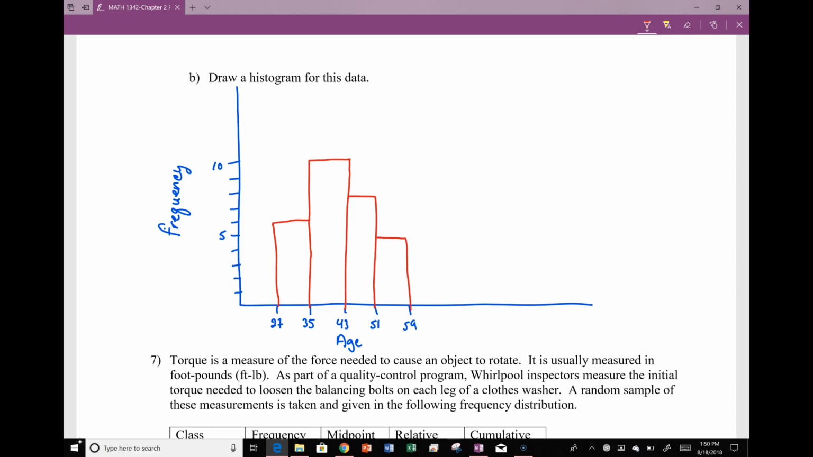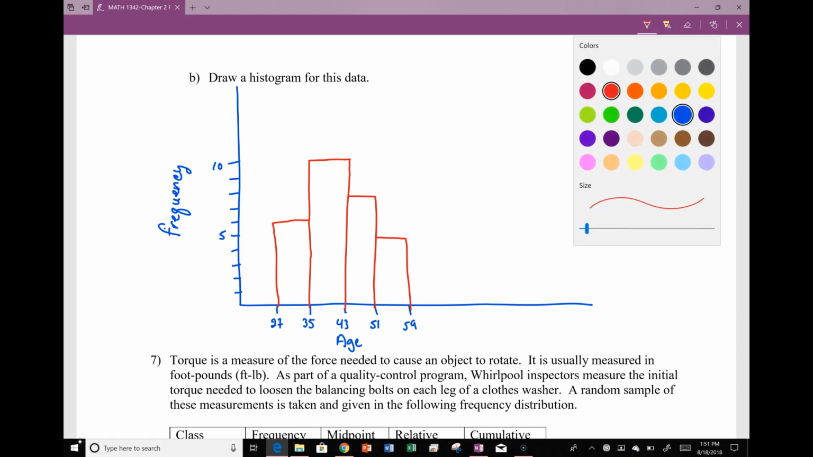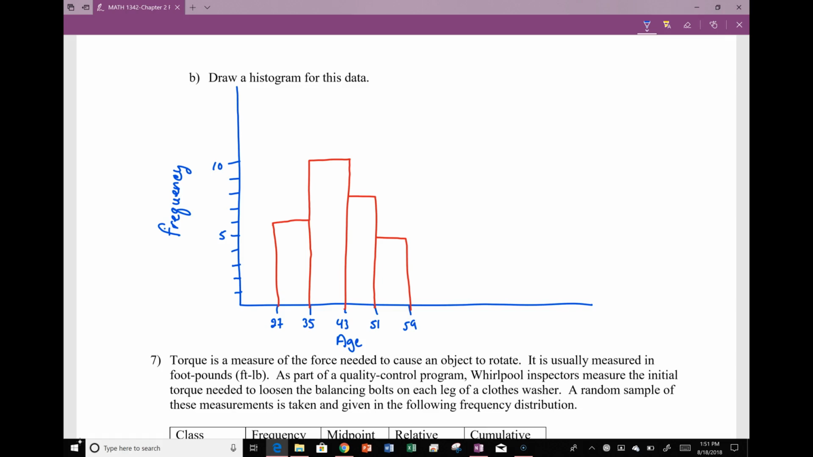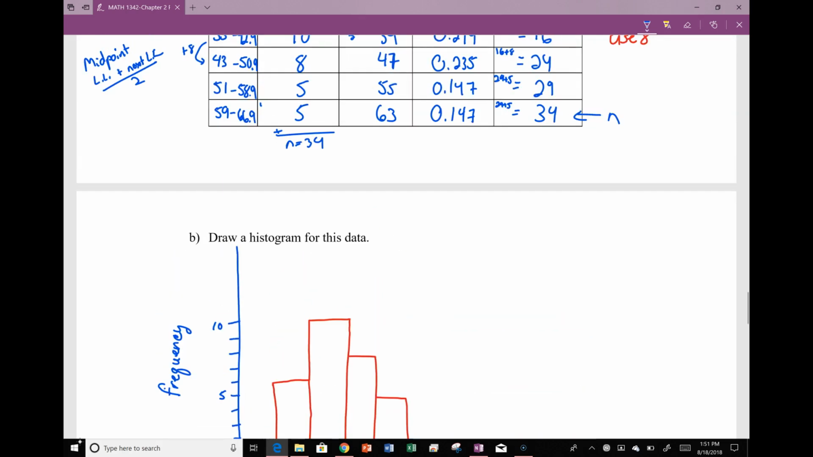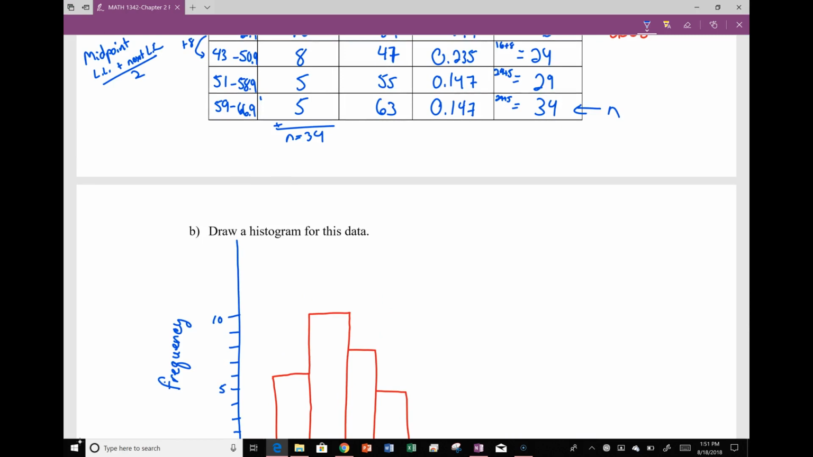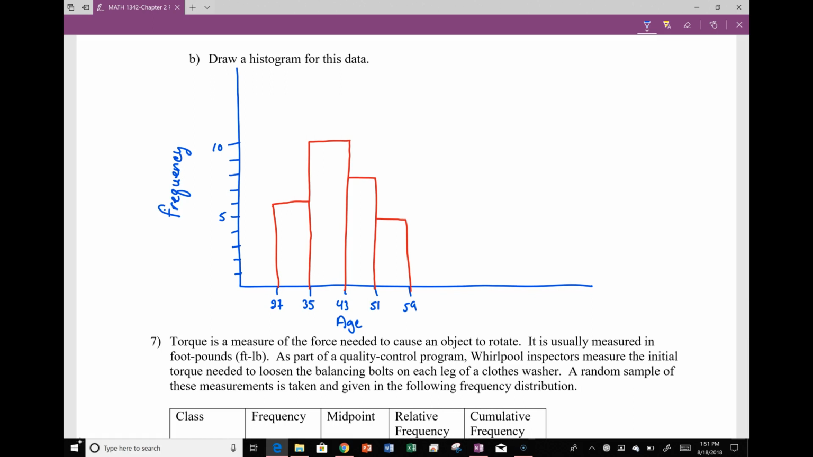Notice I only used the lower limits, but I don't have something out here for my last 5 patients. The last class ends at 66.9. So what would that make the sixth class, if we had a sixth class, begin at? It would begin at 67. So I'm going to put a mark here at 67. And that way, between the ages of 59 and 67, there were 5 patients.